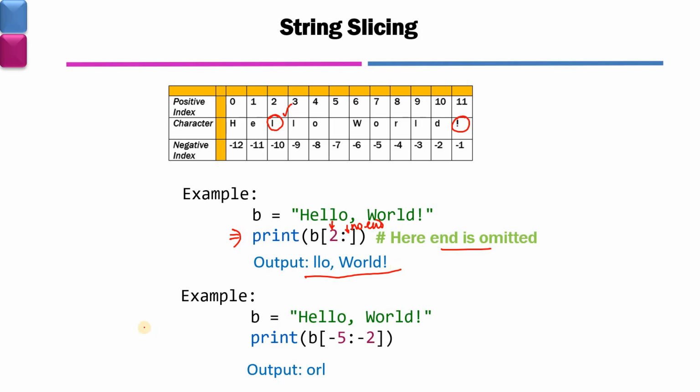Similarly, you can specify both start and end with negative indexes. If you look at this, -5 and -2. The starting point is -5. -5 is O, then -5, -4, -3, but the end index is exclusive, so it will be -3 only. So O, R, L, that will be the output. Again, I'll be showing you some more examples on string slicing once we go to the Jupyter notebook. So let's move on to the Jupyter notebook.